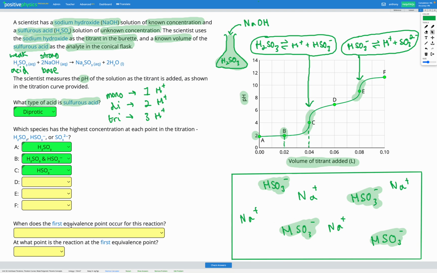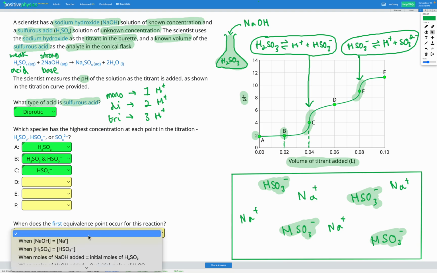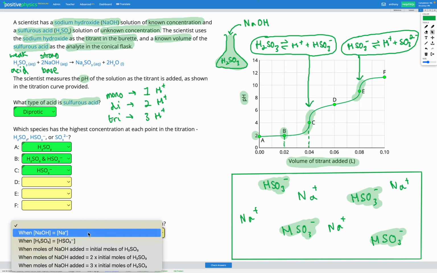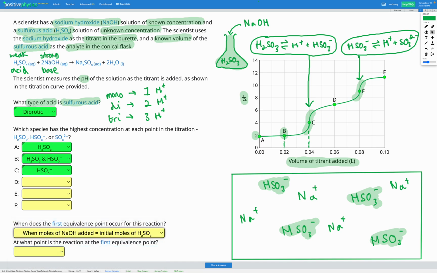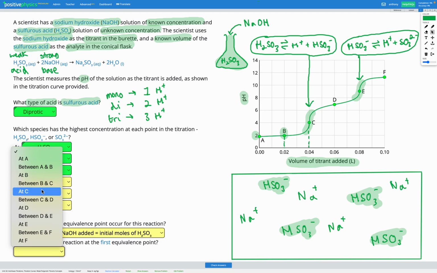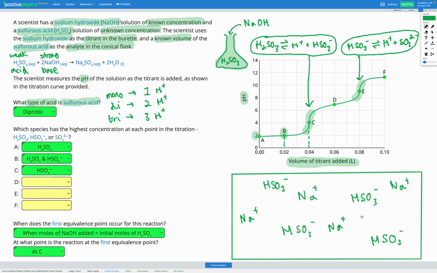Let's answer this question here while we're at it. We're looking at the first equivalence point here. That happens when the moles of NaOH added is equal to the initial moles of H2SO3. Even though we have a 2-to-1 ratio in our chemical equation, we're just talking about the first equivalence point, which is where that first H+ from our H2SO3 has been reacted. So we just need 1 mole of NaOH to react with 1 mole of H2SO3 to form 1 mole of HSO3-. And that is point C on our diagram.